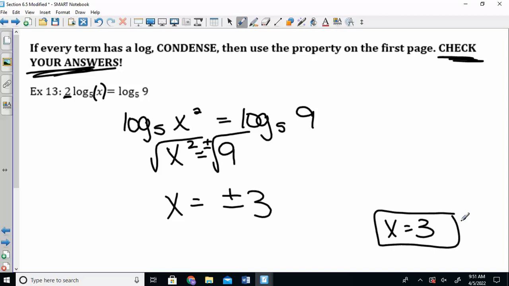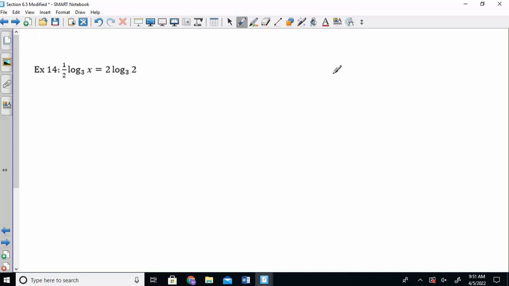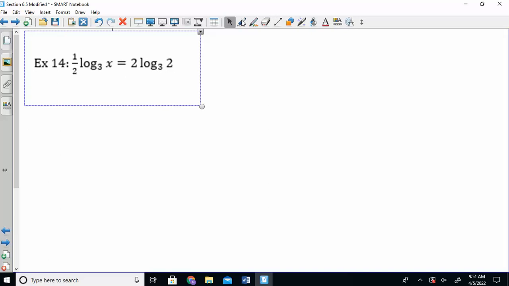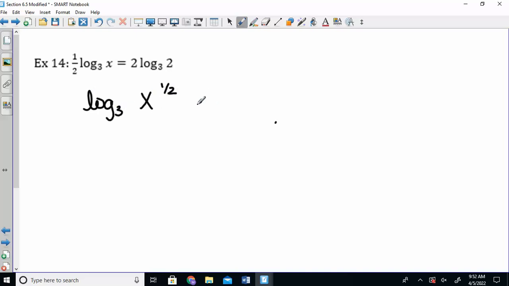Is that okay with everybody? So second one. So this time they both have coefficients. So we turn those into the exponents. So then we can drop those logs, so x to the 1/2 equals 2 squared, which is just 4.